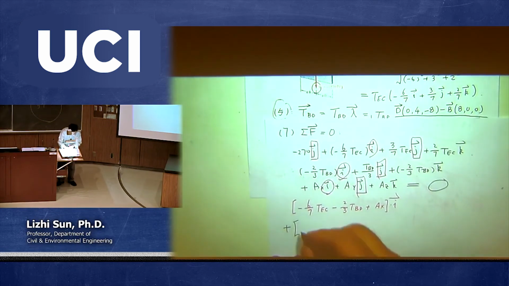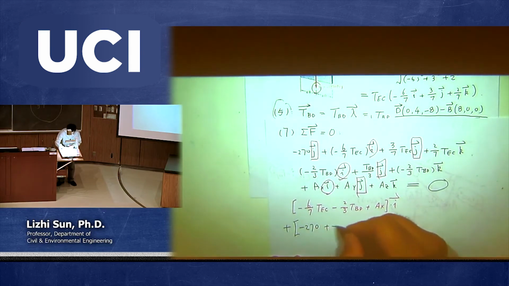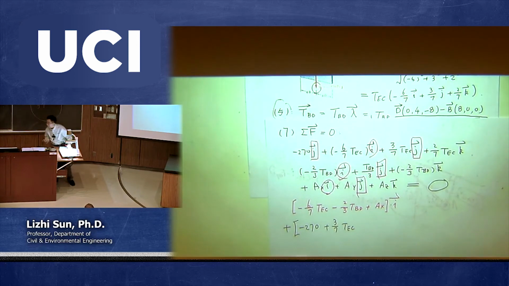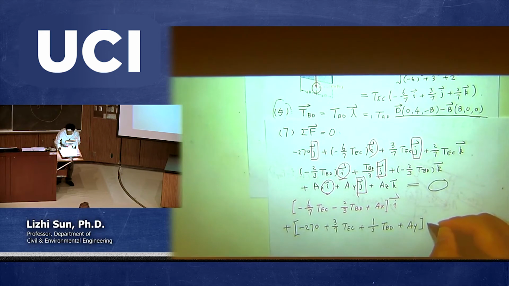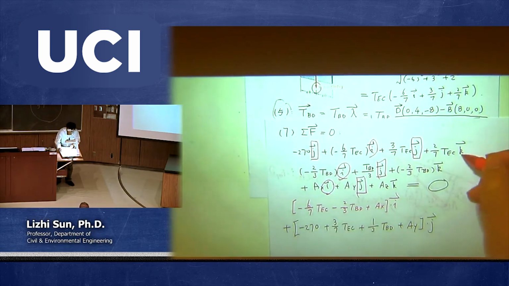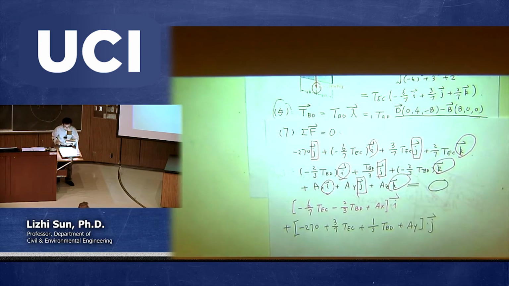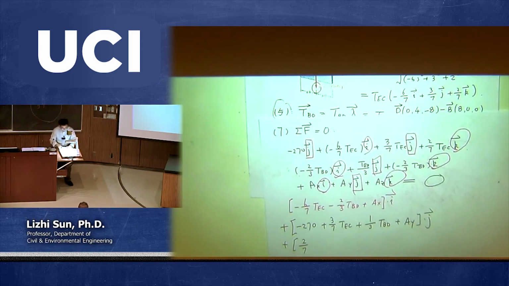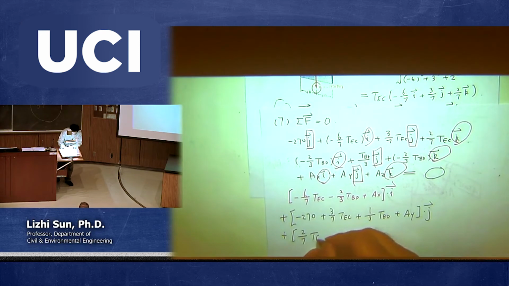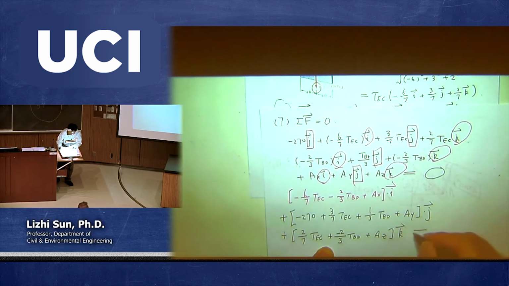So plus negative 2 over 7 TEC, plus 3 over 7 TEC, plus 1 over 3 TBD, plus AY J. Okay, and the last one, K. This is the K, this is the K, and this is the K. So plus 2 over 7 TEC, plus negative 2 over 3 TBD and plus AZ K, and that's equal to 0.